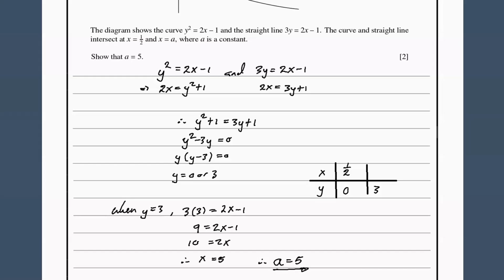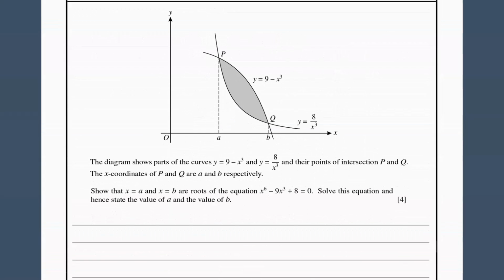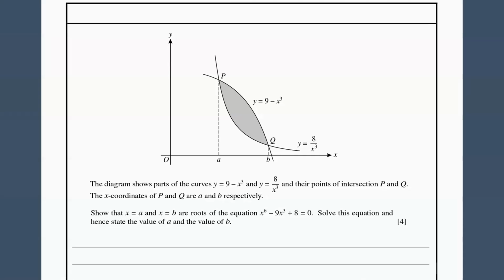Let's go on to the very last question here, which is this one. They say the diagram shows parts of the curves y is equal to 9 minus x cubed and y is equal to 8 over x cubed, and their points of intersection P and Q. The x coordinates of P and Q are A and B respectively. Show that x is equal to A and x equals B are roots of the equation x to the 6 minus 9x cubed plus 8 equal to 0. Solve this equation and hence state the value of A and the value of B.